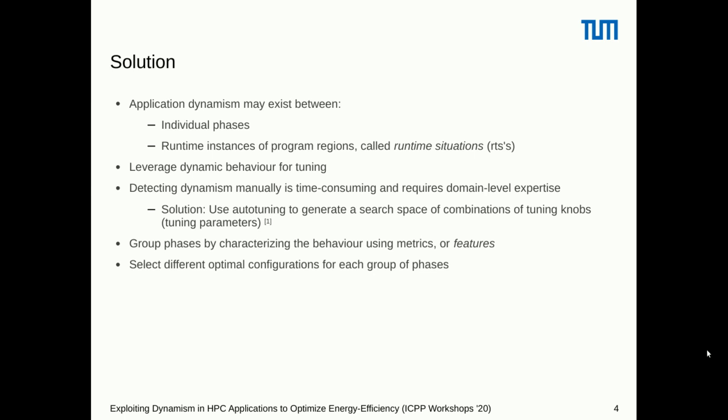Thus, we can exploit the variation in the characteristics between individual phases for tuning. However, detecting this dynamism manually is a time-consuming and painstaking task that demands severe programming effort and domain-level expertise. One solution is auto-tuning. Setting a single frequency for the entire application run is suboptimal due to changing computational characteristics. Instead, individual phases can be grouped by characterizing their behavior using metrics or features. This enables us to select different optimal configurations for each group of phases.